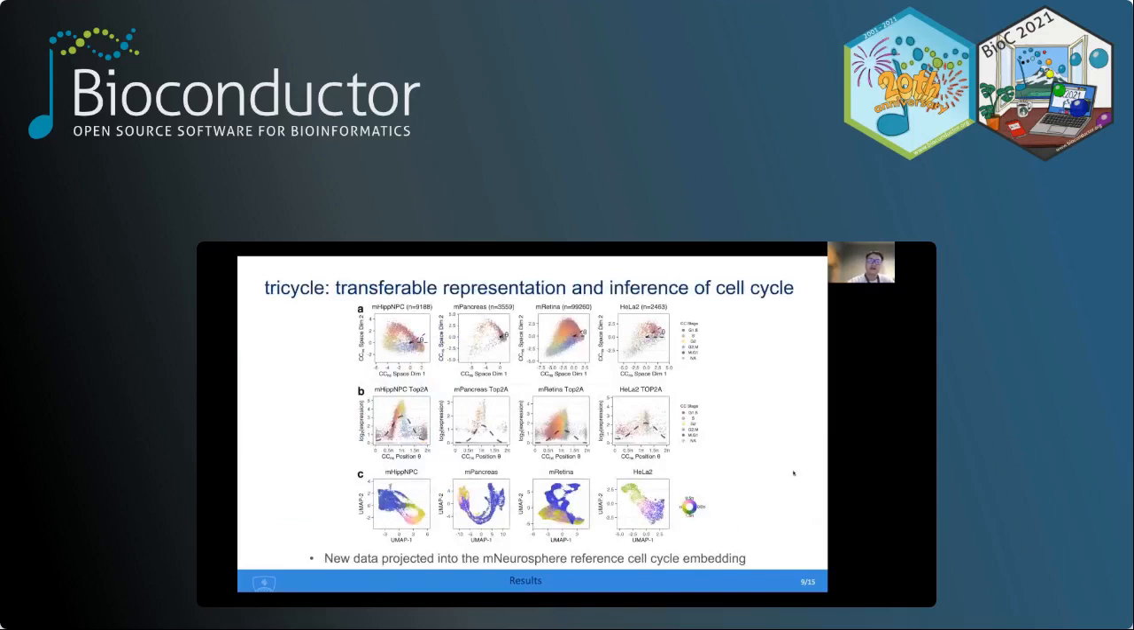So in this figure, we show you that the projection works quite well on those four data sets, especially if we focus on the second column, the mouse pancreas dataset. Previously, the PCA fails on this dataset, and the projection works perfectly on this dataset.